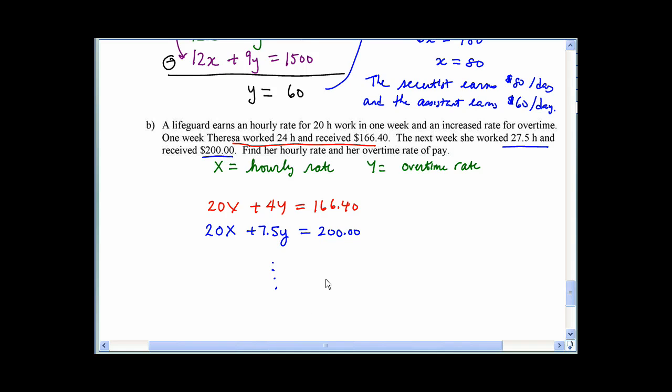Y equals 960. X, I believe, just equals 640. Not very good in terms of the wages, but nonetheless, hey, she's getting paid to do some work. Alright, we're done.